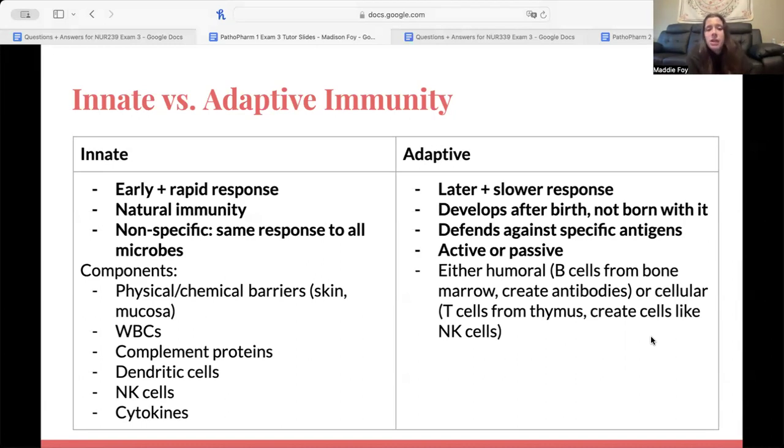Whereas adaptive immunity develops later and it acts slower. It develops after birth, so you are not born with adaptive immunity like you're born with innate immunity. And this one defends against specific antigens. This type of immunity develops either actively or passively, which we'll talk about in more detail a little later. Adaptive immunity consists of humoral or cellular immunity, which we're also about to talk about. So the key differences, in bold, are that innate is generalized, fast, and natural, whereas adaptive is acquired and each mechanism is for a specific antigen or pathogen.